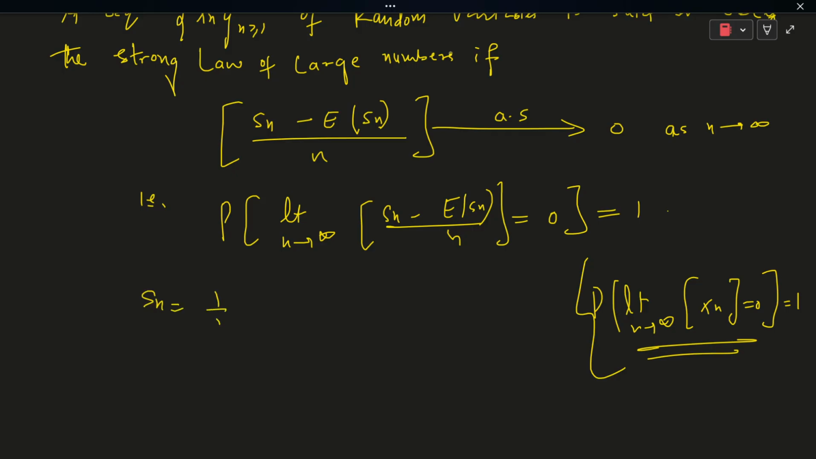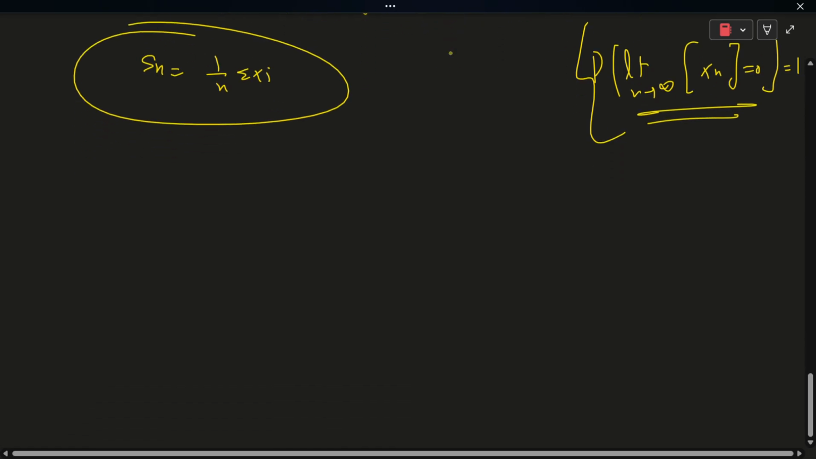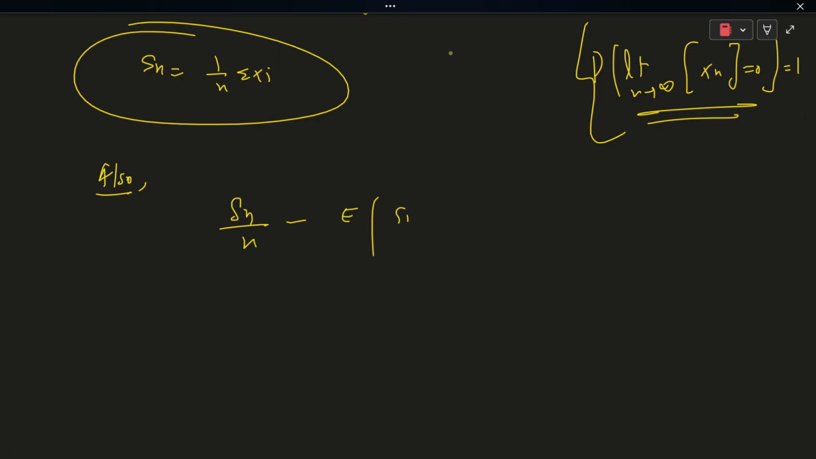What is Sn here? Sn is equal to the summation of xi from 1 to n, the sum of random variables, that is, the mean. Also we can write this as Sn divided by n minus expectation of Sn divided by n. This is xn bar. Let's suppose this is xn bar. So what will be its mean? mu n.